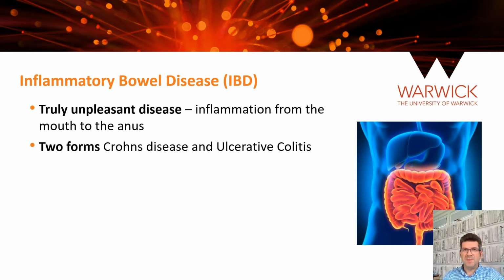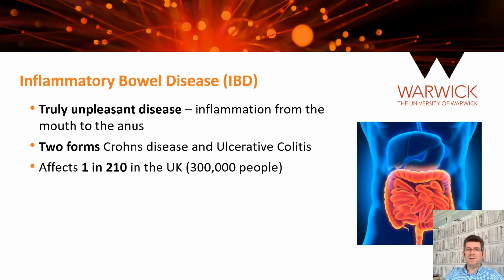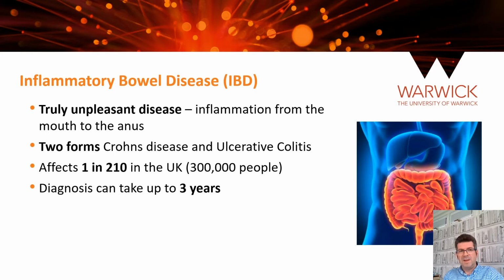Now, Crohn's disease basically can be anywhere in the gastrointestinal tract, whilst ulcerative colitis is basically the lower colon and the rectum. It's quite serious. So in the UK, about 1 in 210 people have it, which is a total of 300,000 people. So it's quite a significant portion of the population. Now, one of the problems is actually diagnosis. It has very similar symptoms to IBS, and diagnosis is actually quite invasive in the approaches they need to find out that you've got the disease.